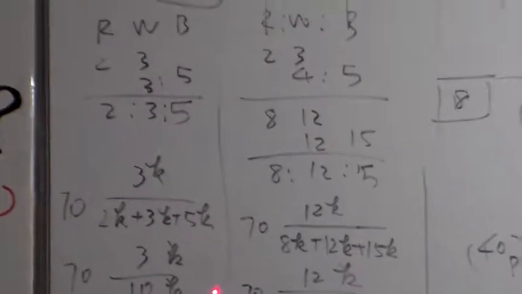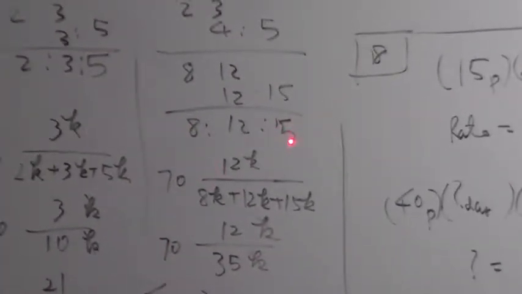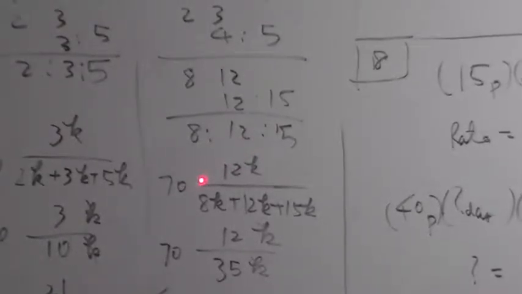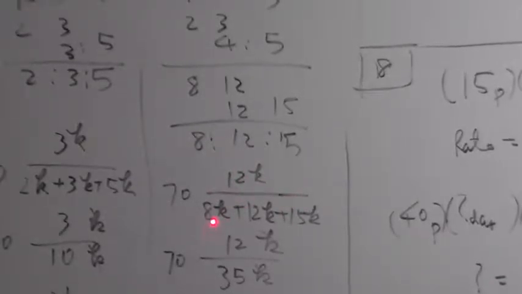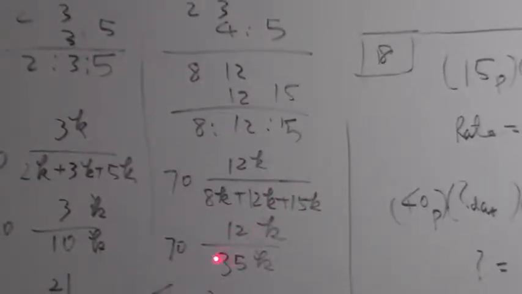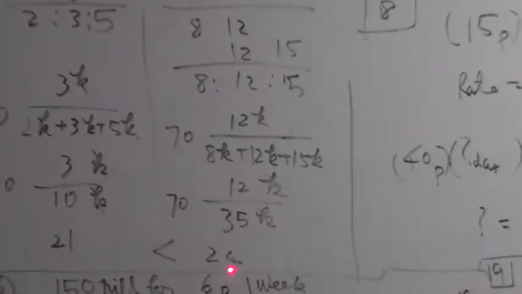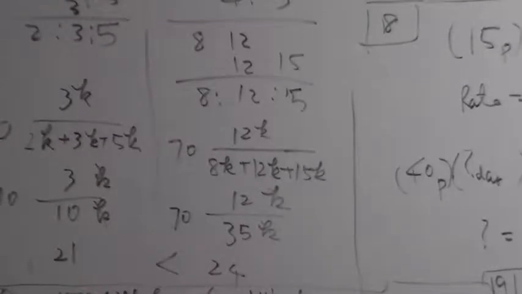Okay, jar B has their ratio 8 to 12 to 15. So white is 12 right there. So 70 times 12K over 8K plus 12K plus 15K. So 70 times 12K over 35K. K cancels out. So that's going to be 24. So jar B has more white than A.